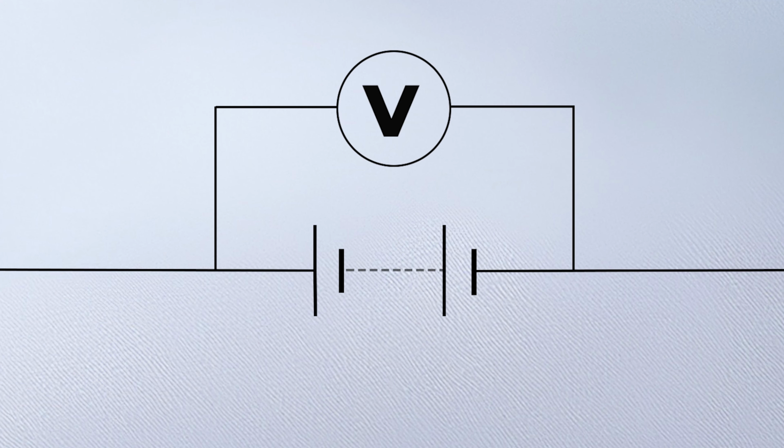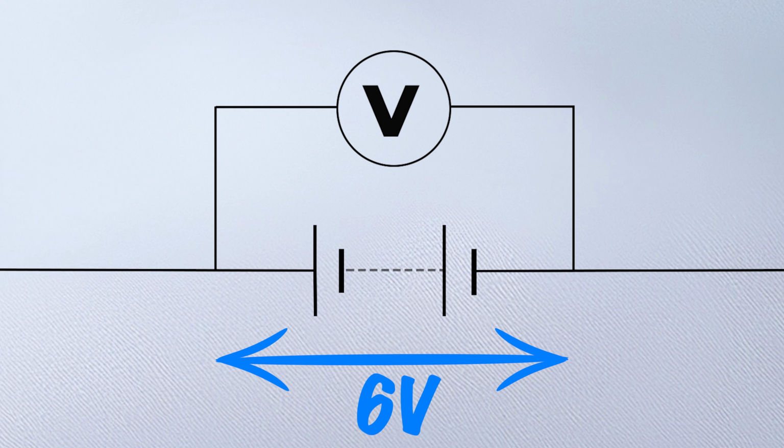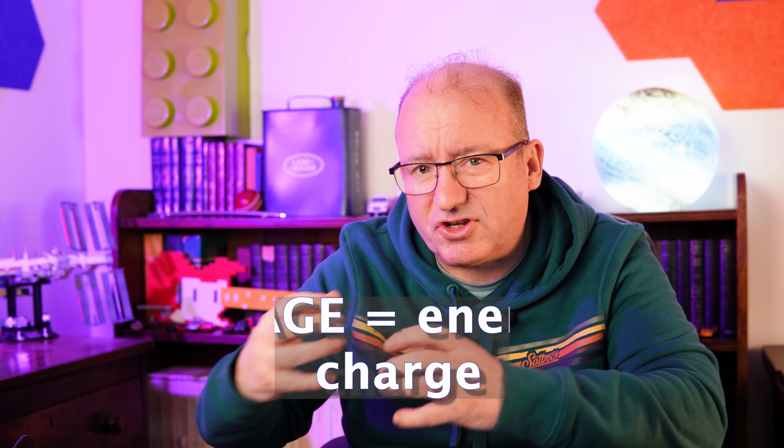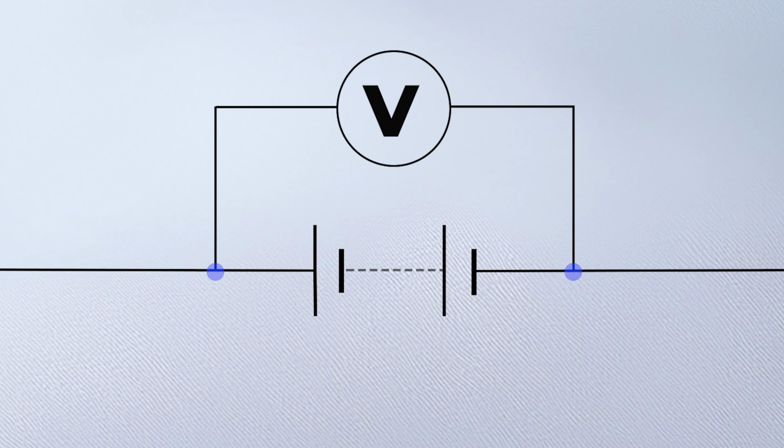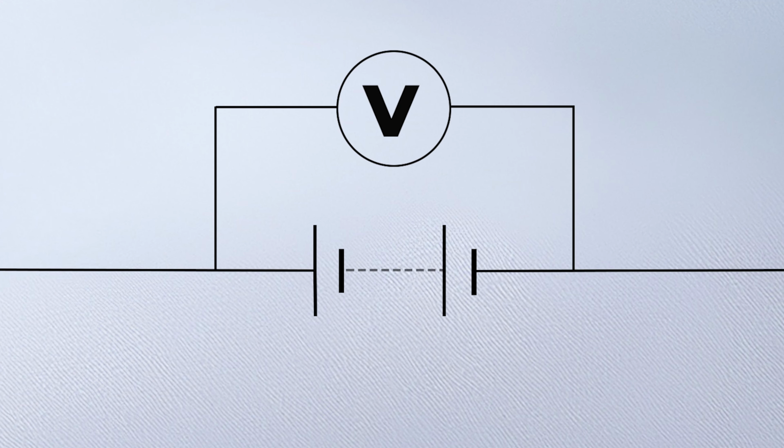Take a look at this diagram. This voltmeter is connected across a battery. It's just telling us the difference in the energy of the charges either side of the battery. It's got 6 volts, this one. 6 volts just means each unit of charge that goes through the battery collects 6 joules of energy. Because we need to measure the potential difference between 2 points, the voltmeter needs to be connected in parallel between these 2 points.